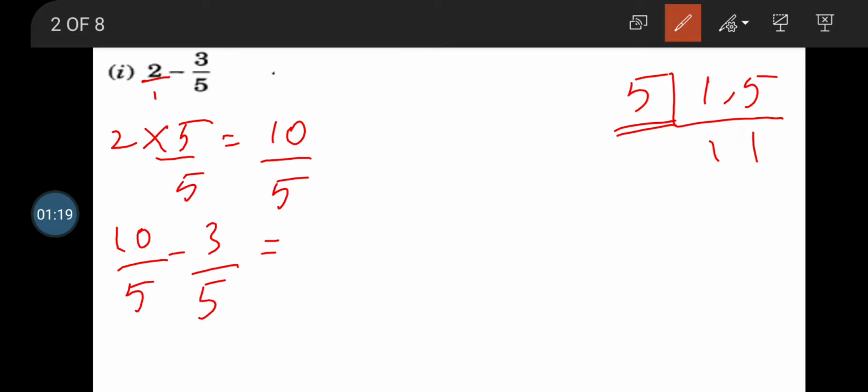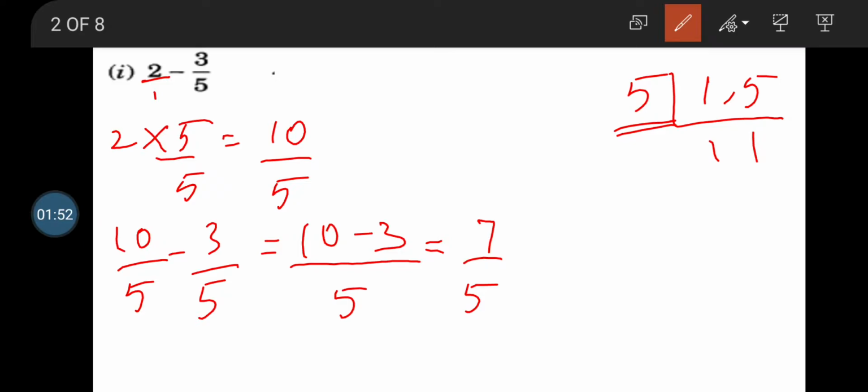If you see here, now you have the common denominator, that is 5. So that can be taken as common, and on the numerator you will have 10 minus 3. So 10 minus 3 is how much? It is 7, and in the denominator you have 5. So 7 by 5 is the fraction we got. But if you see here, 7 by 5 is an improper fraction. Why? Because the numerator 7 is greater than the denominator 5.